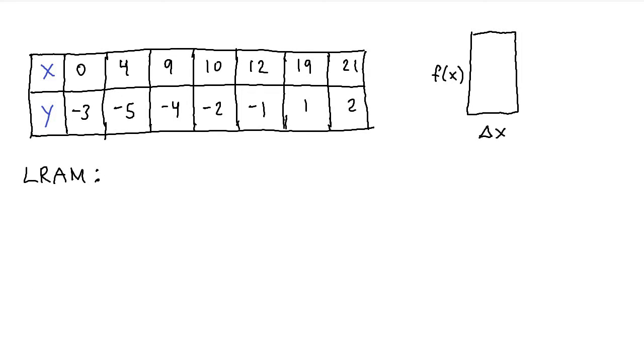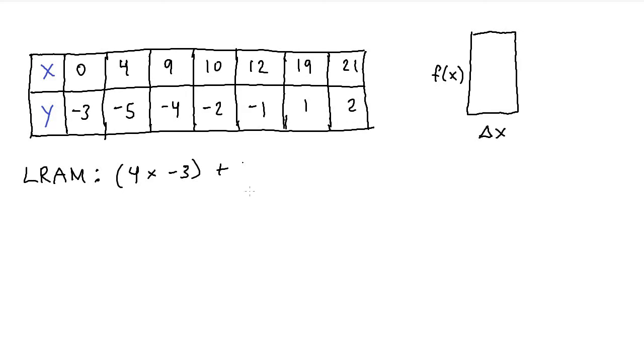Once again, LRAM is your left Riemann sum, so we have to start from the leftmost endpoint of x equals 0 and work our way to the right. Our delta x is just going to be the distance from one x value to the next. So from 0 to 4, that is our delta x, which is 4, because 4 minus 0 is just 4. Then times our f of x, and since we're doing LRAM, we take the left y value, which is negative 3, so we put 4 times negative 3.